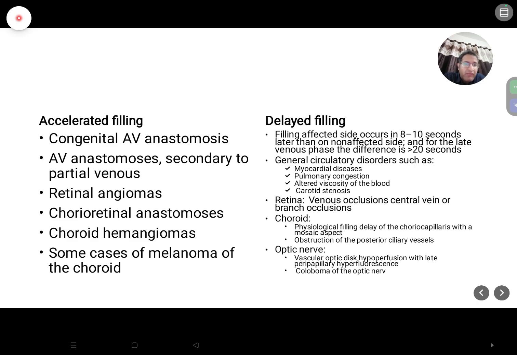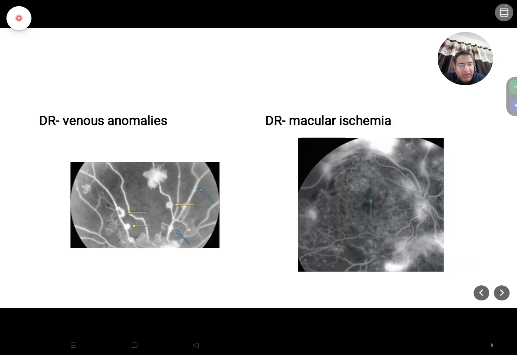In the optic nerve, when does delayed filling happen? Whenever there is hypoperfusion of the vascular optic disc, with a late peripapillary hyperfluorescence, or there is a coloboma of the optic nerve, delayed filling happens.